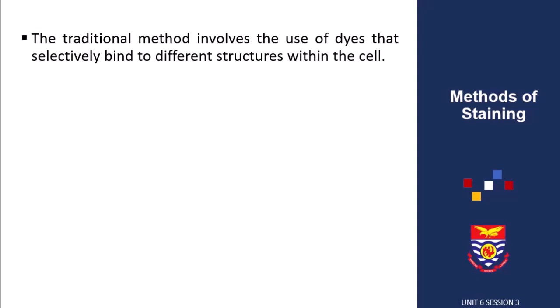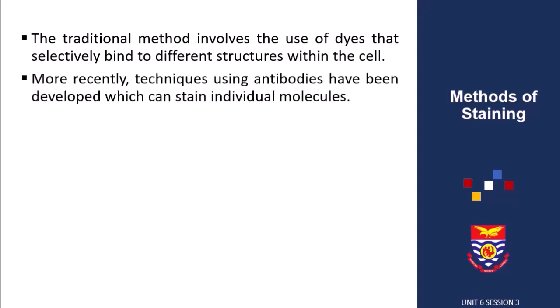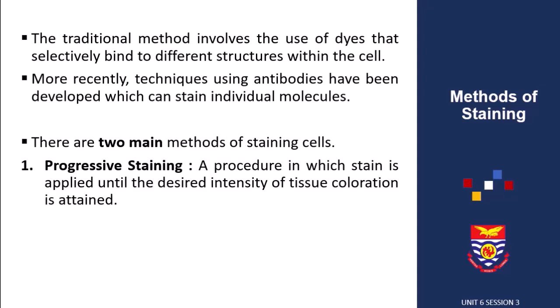For a staining procedure, the traditional or conventional method involves the use of dyes that selectively bind to different structures within the cell. However, recently, techniques that require the use of antibodies have also been developed, which can stain individual molecules. The two main methods of staining cells are known. The first one is progressive staining, which is a procedure in which the stain is applied until the desired intensity of tissue coloration is attained.